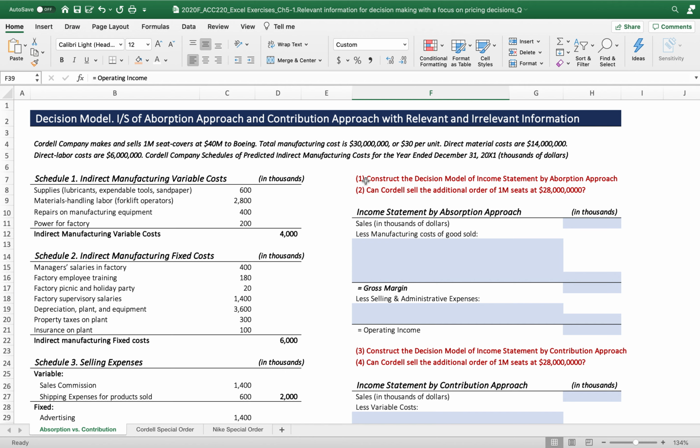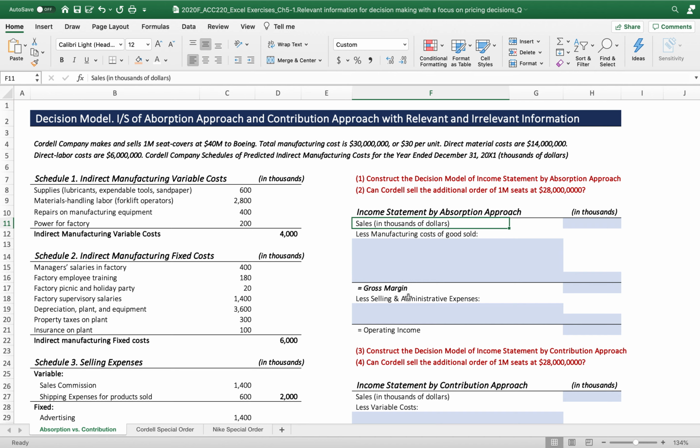So to construct the decision model, we make the income statement by the absorption approach. And can Codel sell the additional order? The company got an additional order of 1 million seats at $28 million. That sales amount should be covering all the manufacturing cost of goods sold, right? So that the company can take this special order.